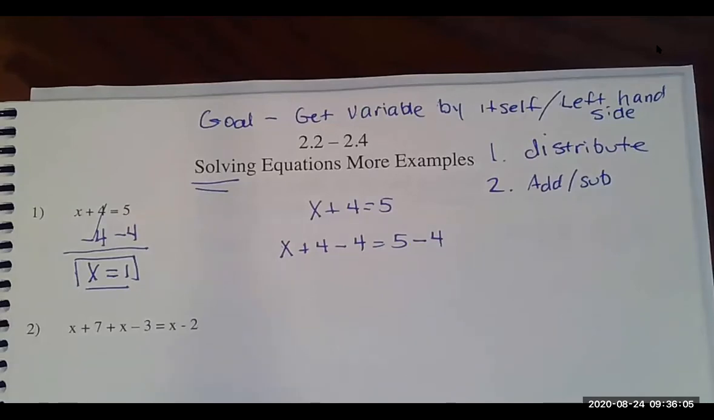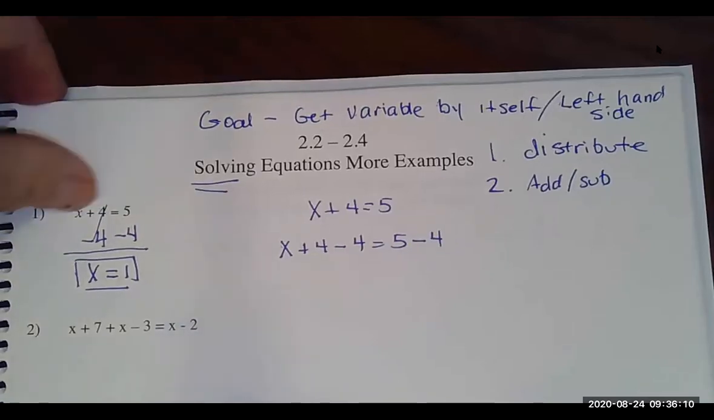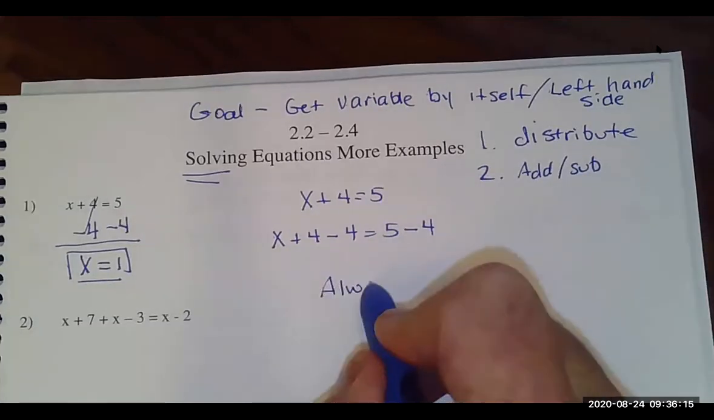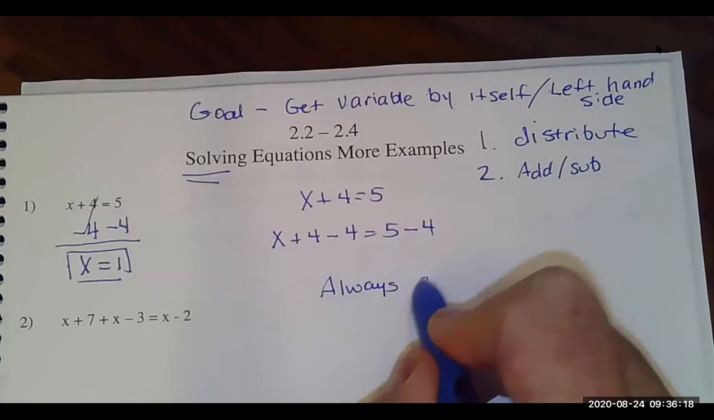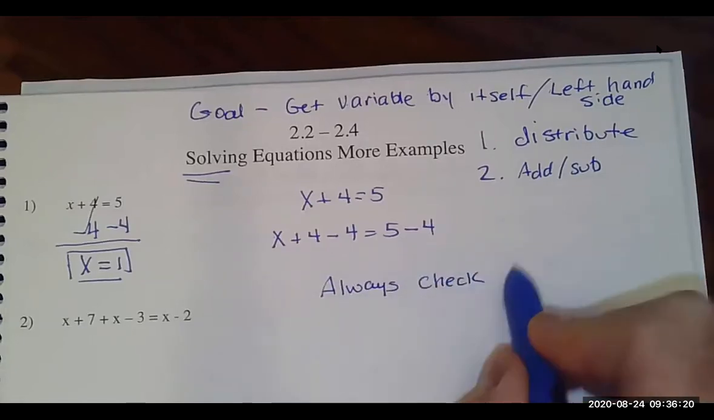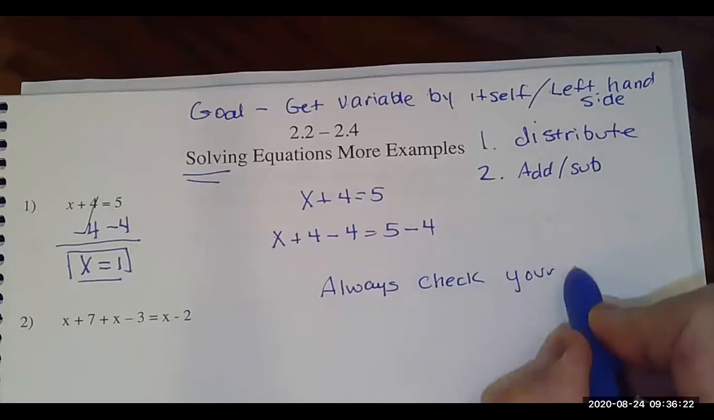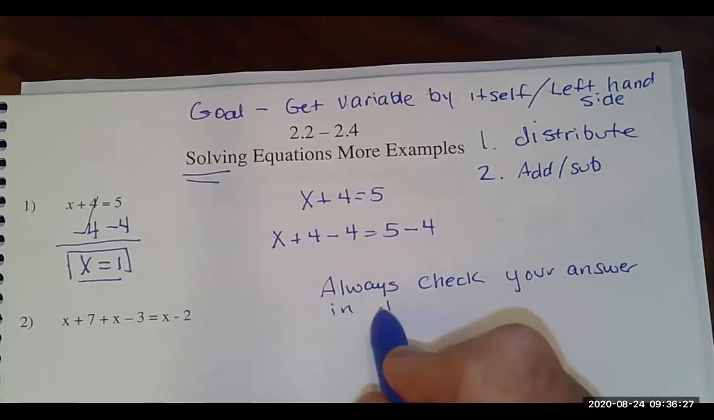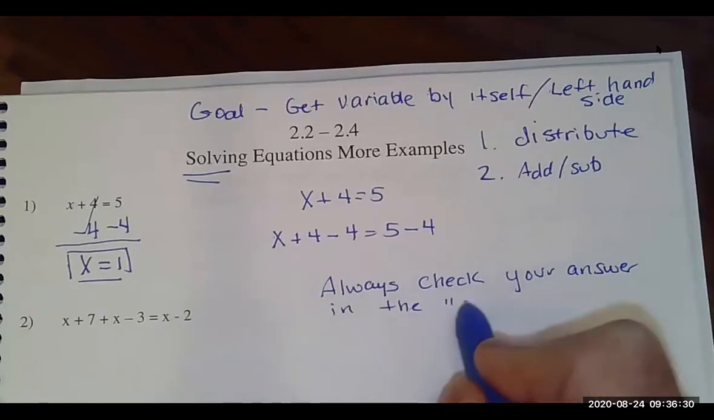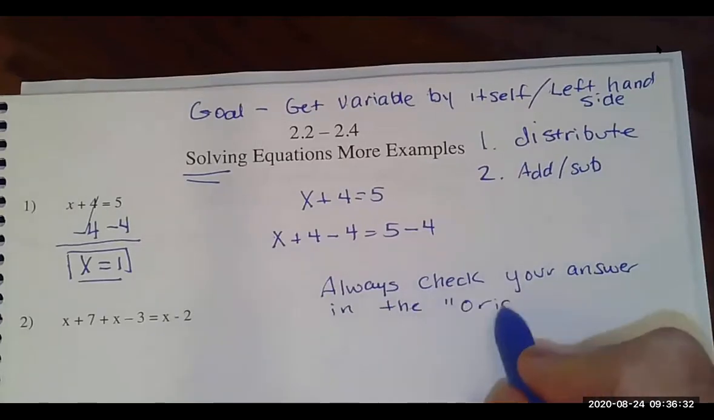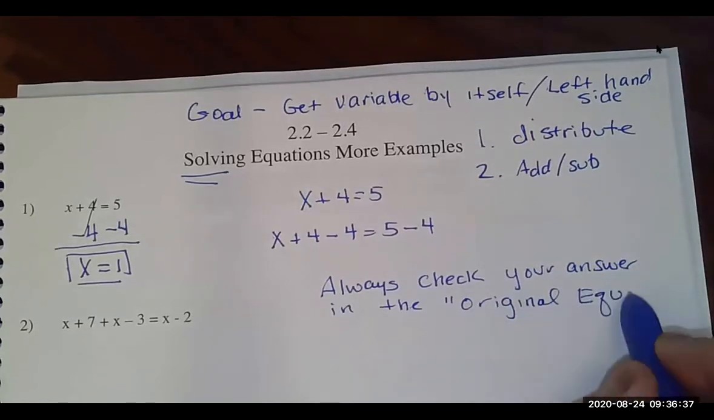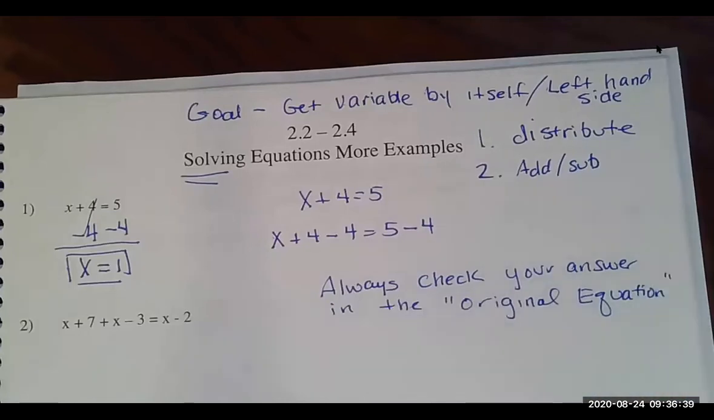How do I know x is 1? Well, this is too easy. 1 plus 4 is 5. You see how I'm checking it? And you always check your answer. Always check your answer in the original equation. So you always go back to the original.